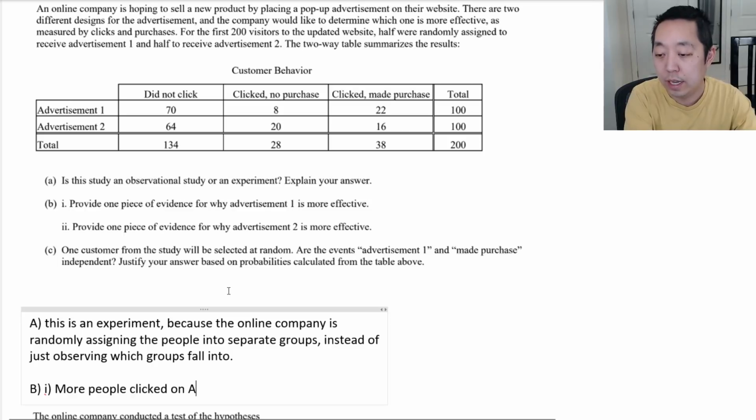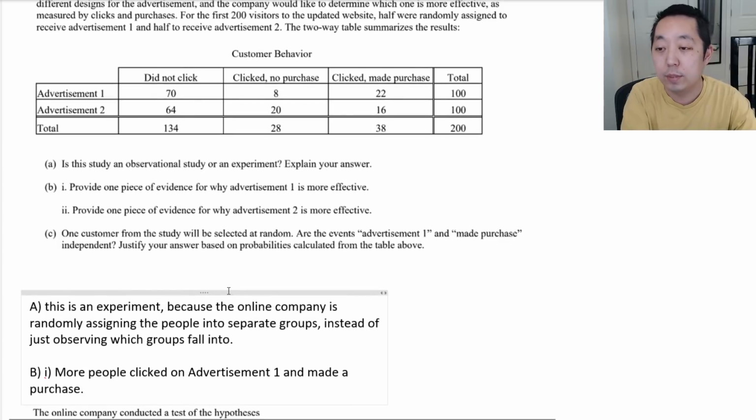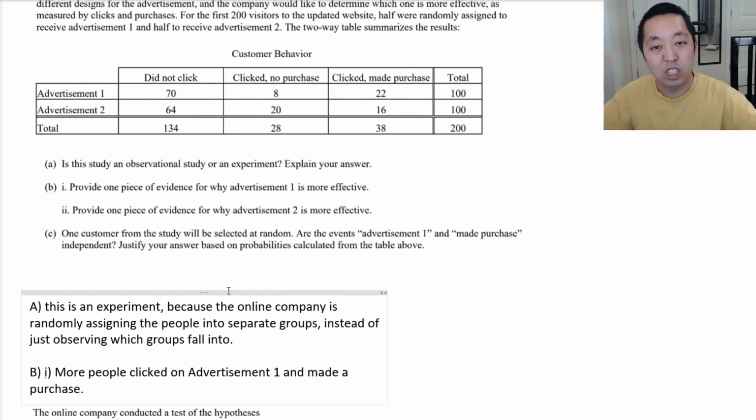clicked on advertisement 1 and made a purchase. That's pretty good, right? Because you got 100 total people, 22 clicked and made a purchase. Advertisement 2 clicked and made a purchase. So you had 6 more people who clicked and made a purchase. That makes it better, right? From that metric point of view, because ultimately for an advertisement, you want to make sales.